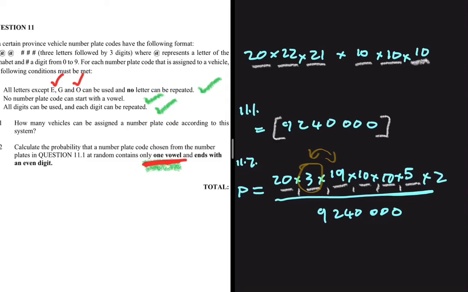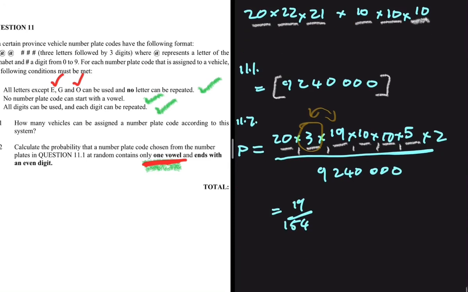So now the probability will be equal to... Now it's just a matter of putting all those numbers in your calculator, and you should get 19 divided by 154, or 0.12.